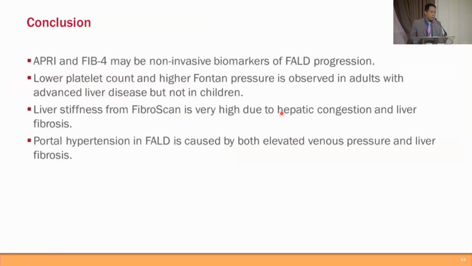Conclusion. APRI or FIB-4 may be non-invasive biomarkers for Fontan liver disease progression. Lower platelet or higher Fontan pressure is observed in adults with Fontan advanced liver disease, but not in children. Liver stiffness from FibroScan is really high due to hepatic congestion and possible liver fibrosis. Portal hypertension in Fontan patients, you can see, is caused by both elevated venous pressure and liver fibrosis.